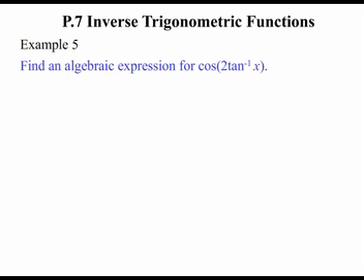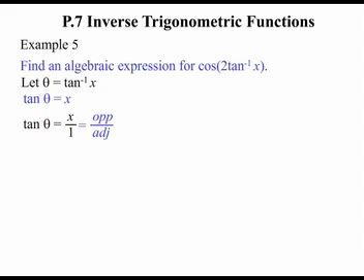Example 5. Find an algebraic expression for cos of 2 tan inverse x. So we're going to let theta equal tan inverse x. And so tan theta will equal x. If we just take the tan of both sides, we get tan theta equals x. And tan theta equals x is the same thing as tan theta equals x over 1, right?